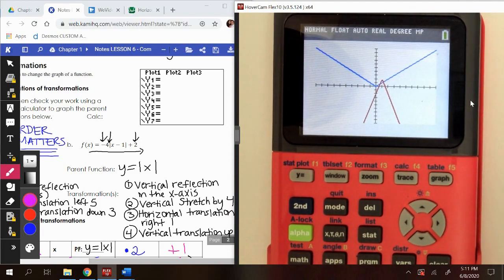We also said vertical stretch by 4, which is why the red graph got more narrow. We see a horizontal translation to the right 1 and a vertical translation up. How many units would that be? Up 2 units. Okay, so that all checks out.